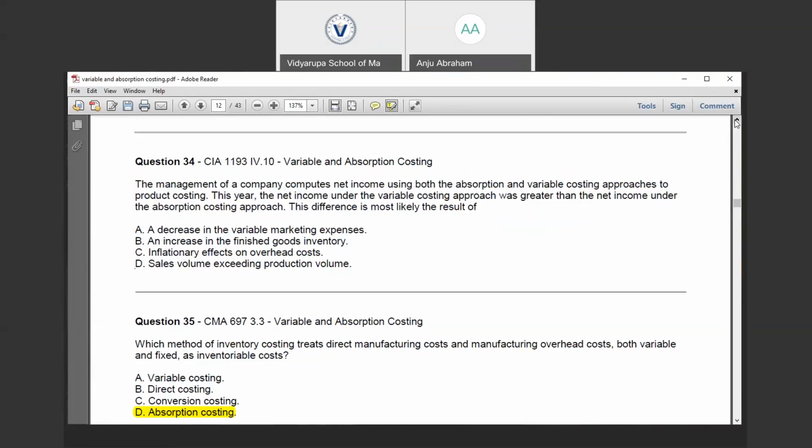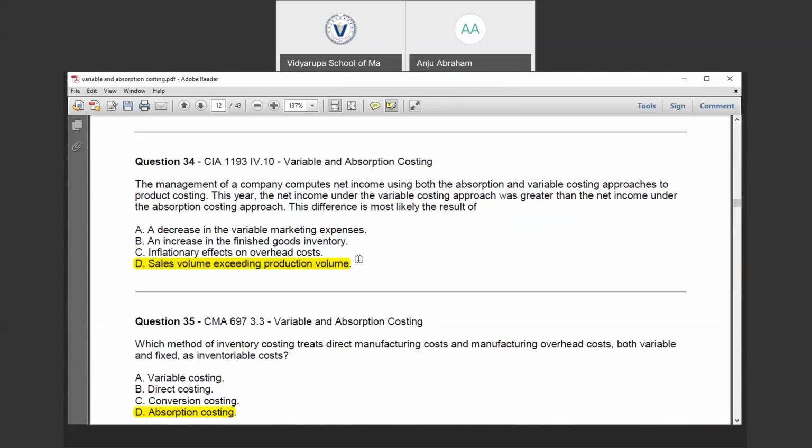Option A, a decrease in the variable marketing expenses. Option B, an increase in the finished goods inventory. Option C, inflationary effects on overhead cost. Option D, sales volume exceeding production volume. What is the answer? Option D, yes. Sales volume exceeding production volume.